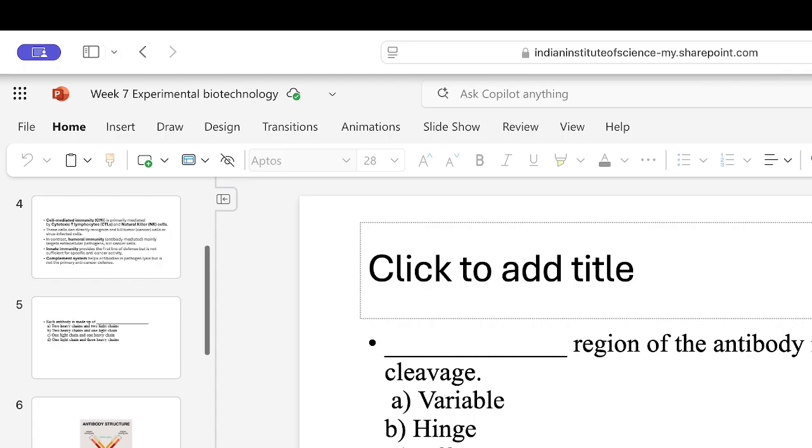The next question is, dash region of the antibody is susceptible to protease cleavage? Option A variable, option B hinge, option C effector, and option D constant. Now, to think about this, you need to think about structure of proteins. So proteins have domains that are structured regions. So these structured regions, owing to the presence of hydrogen bonds, are not delicate, rather they are very constrained. So these are not very easy to cleave.